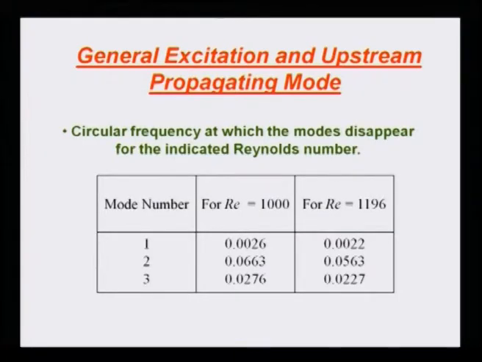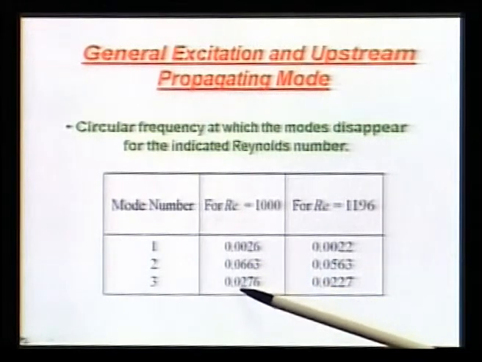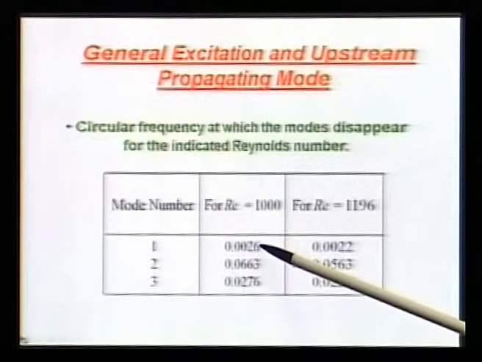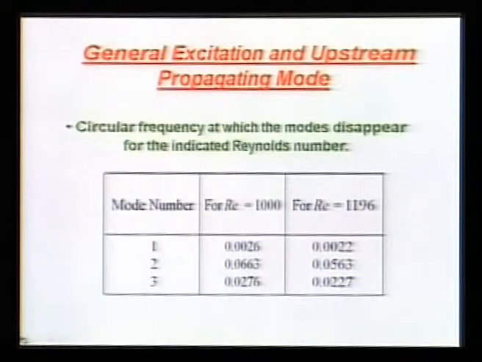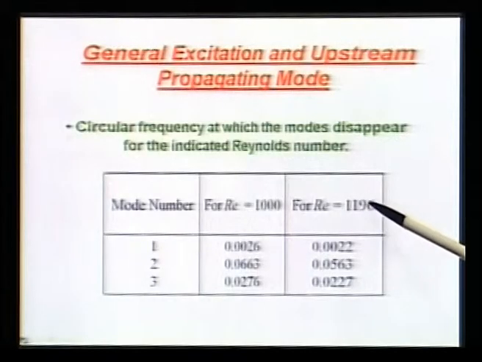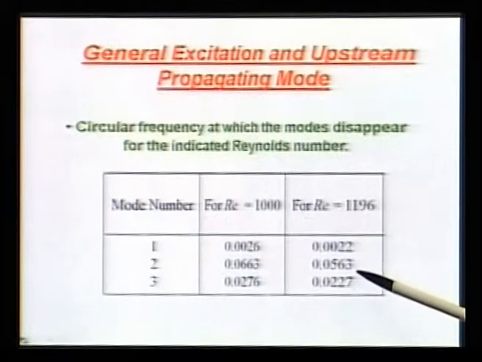What are these frequencies where, progressively, one by one, the mode disappears? The second mode disappeared at 0.06, the third mode disappeared at 0.027, and the first mode disappeared at 0.0026. Believe me, this is the kind of value below which Taylor did his experiments. And when we did those calculations corresponding to Gaster's result for 1196, we found those values.